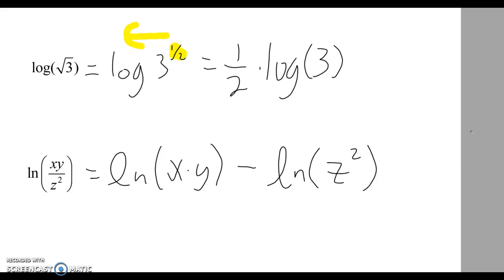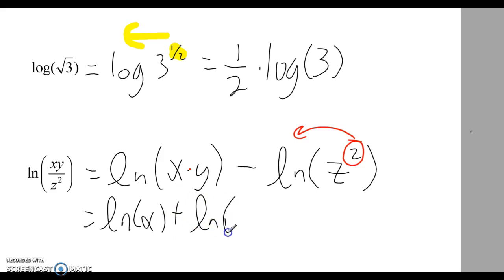So then I've got a couple issues here. I have a times sign there. I have an exponent there. That needs to move out. This needs to break it apart. So this is going to be natural log of x. Sorry, that's really sloppy. Plus natural log of y minus 2 times natural log of z.